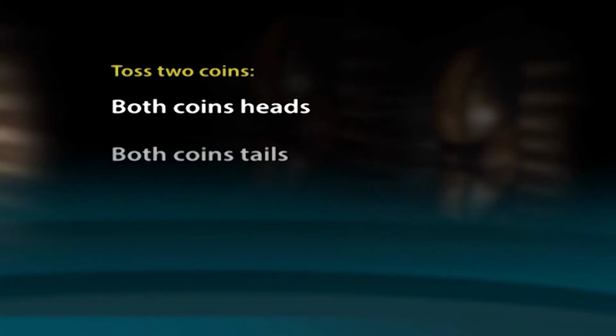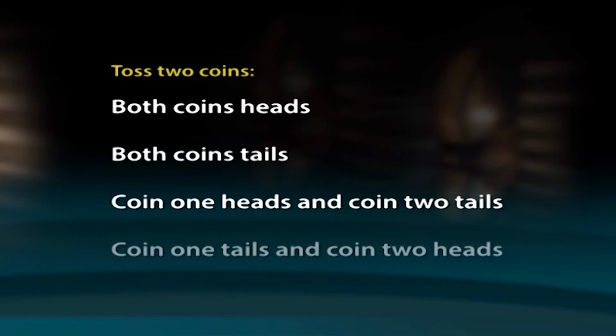To describe how this comes about, there are 4 possible outcomes if you toss 2 coins. Those are both coins heads, both coins tails, coin 1 heads and coin 2 tails, and coin 1 tails and coin 2 heads. Parents who are carriers have a 1 in 4 chance of having an affected child, that is 25%, and a 3 in 4 chance of having an unaffected child, that is 75%. There is a 50% chance of the child being a carrier, that is 2 in 4 chances.